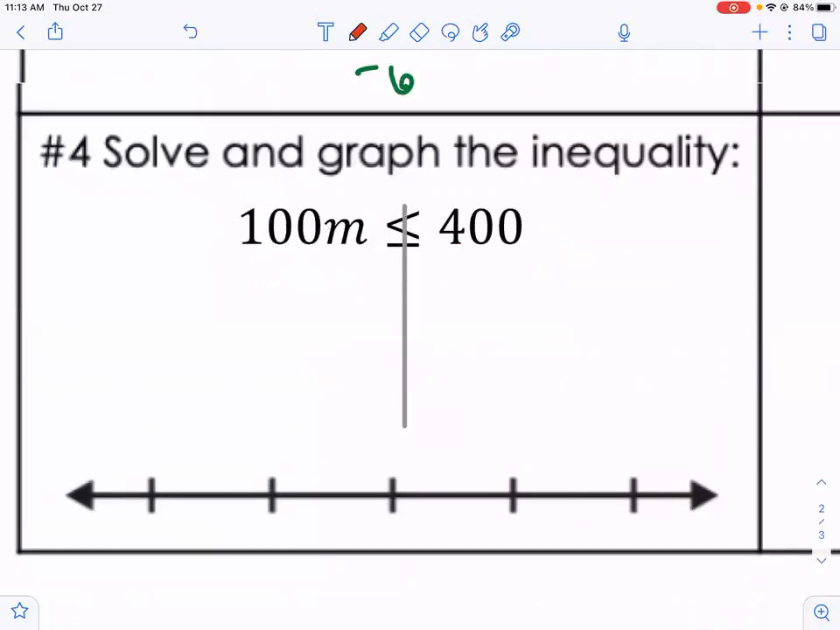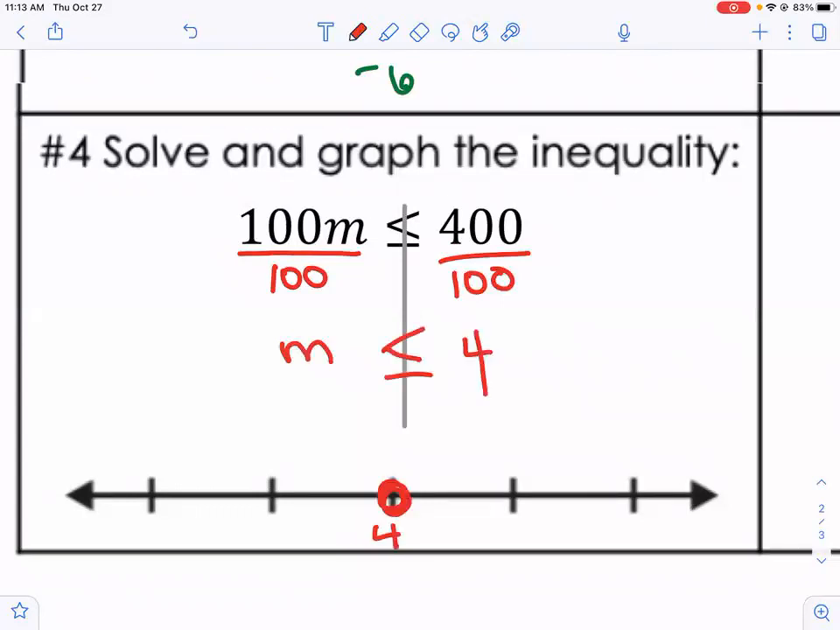Quinlan, what do we have to do in number 4? Ooh, and what is 400 divided by 100? All right, so at 4, we have a closed circle, and everybody, we're gonna go to the left. It's less than 8.